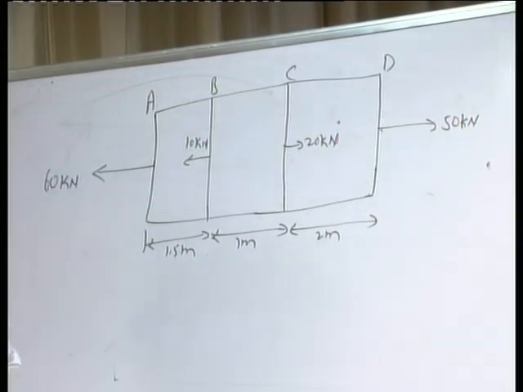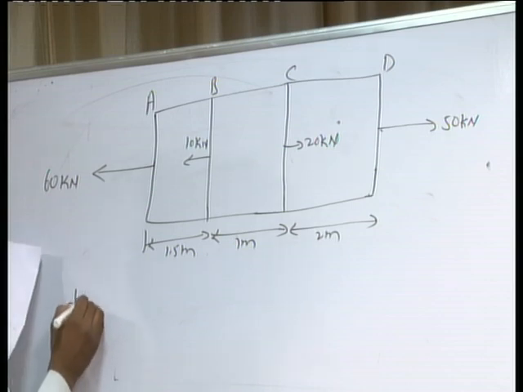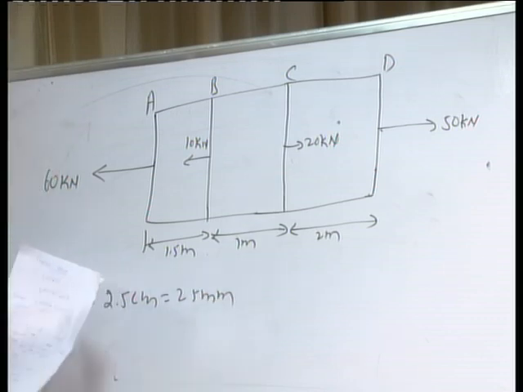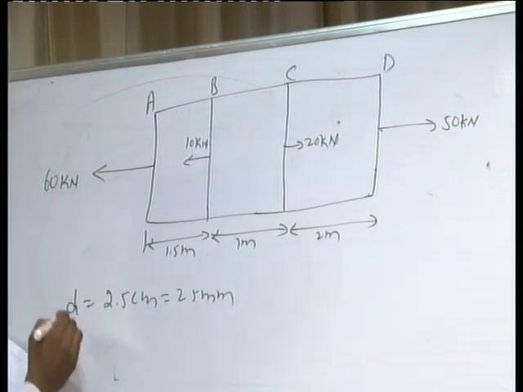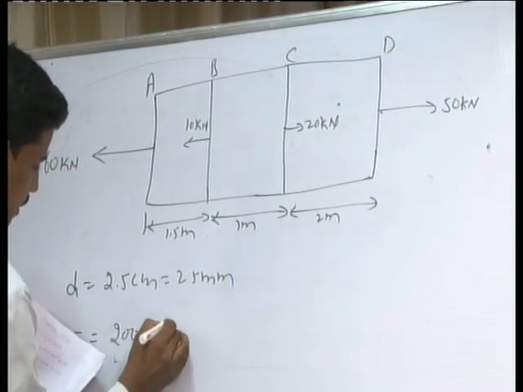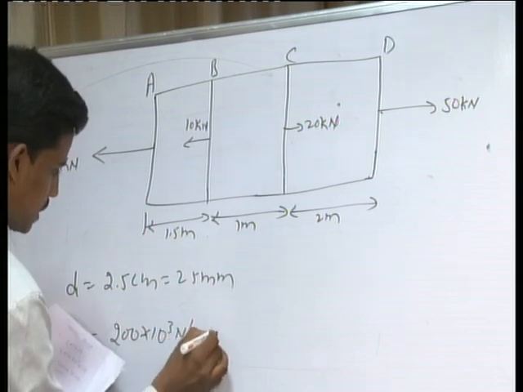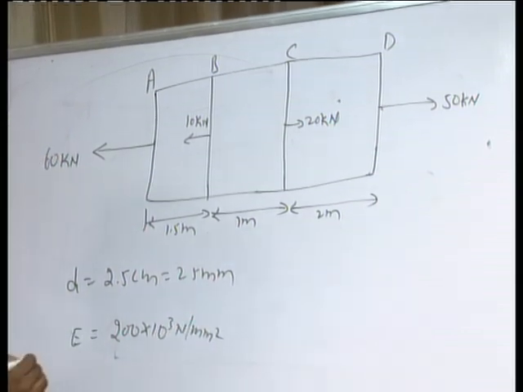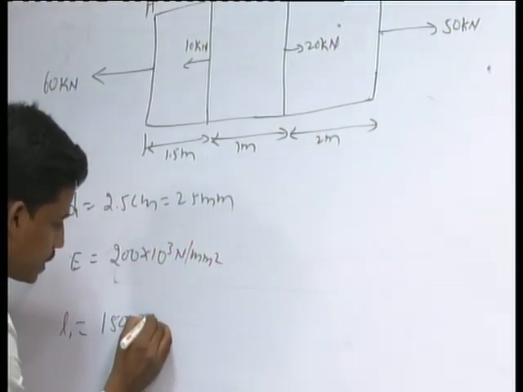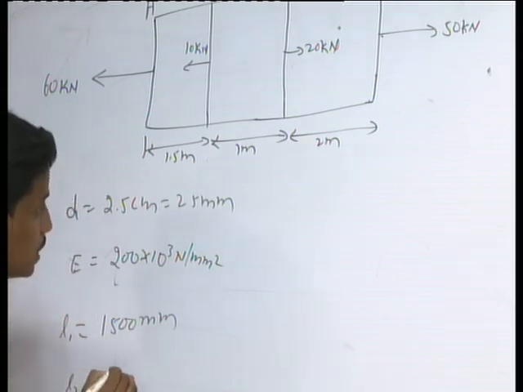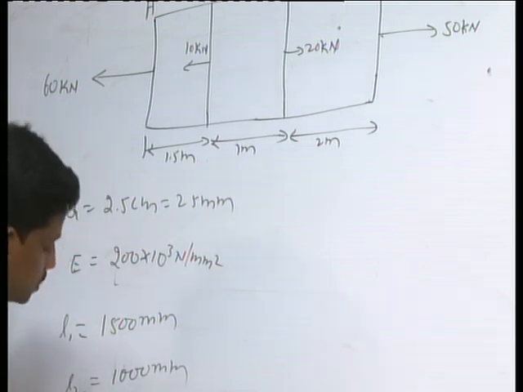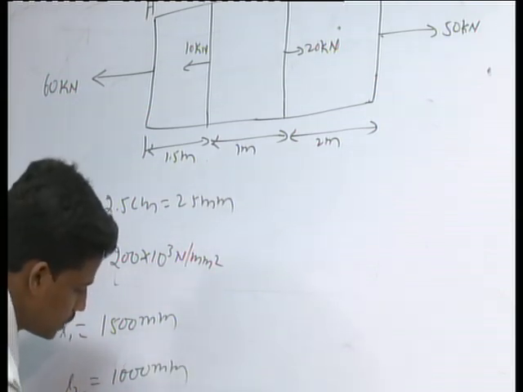The diameter is given as 2.5 centimeter, that is 25 millimeter, and E is equal to 200 into 10 to the power of 3 Newton per millimeter square. L1, L2, L3 are given: L1 is 1500 millimeter, L2 is 1000 millimeter, and L3 is 2000 millimeter. This is the given data.